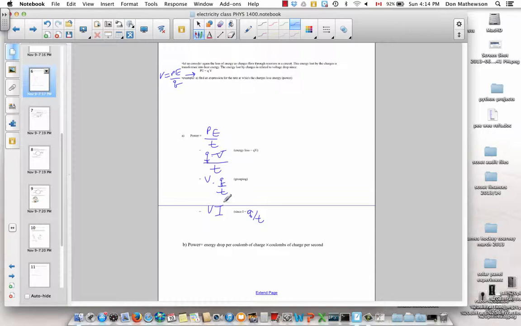Now, power should have units of watts, of joules per second. Let's check that out. We have a voltage, which is an energy per coulomb, and then we have a current, which is coulombs per second. So voltage will be joules per coulomb, and current will be amps, or coulombs per second. So we see that electric power does indeed have units that are consistent with joules per second, or watts.